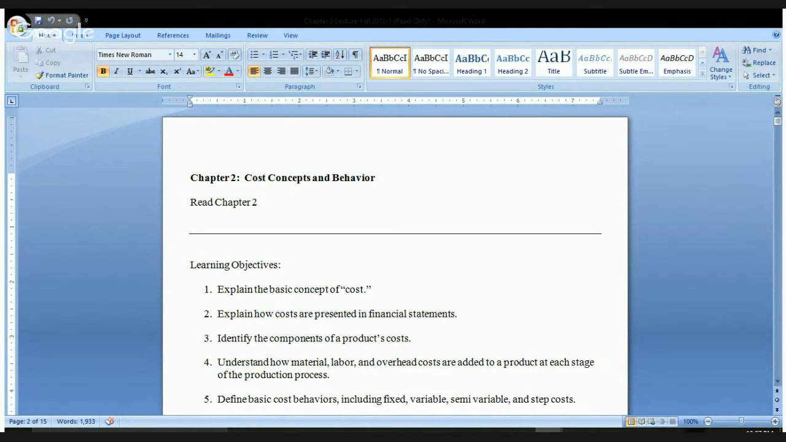Kohl's, companies that sell merchandise. And so their cost of goods sold are the products that they actually sell to the public. Again, they have the same type of revenues minus cost of goods sold, but their type of cost of goods sold is different.